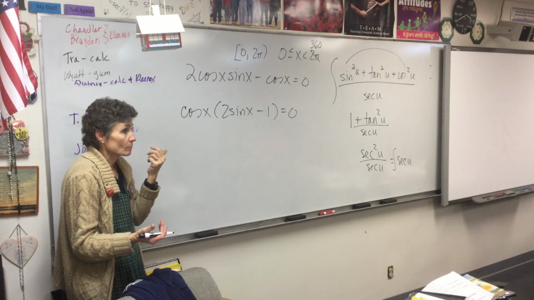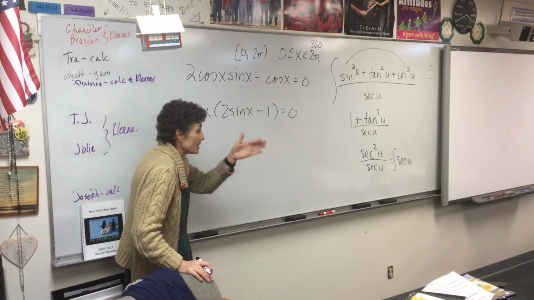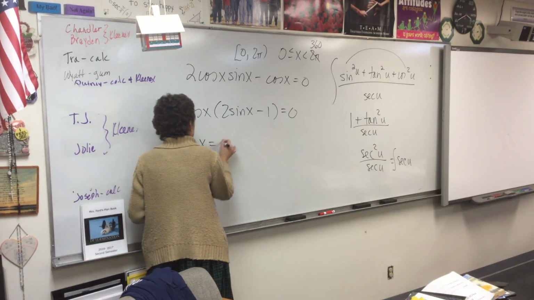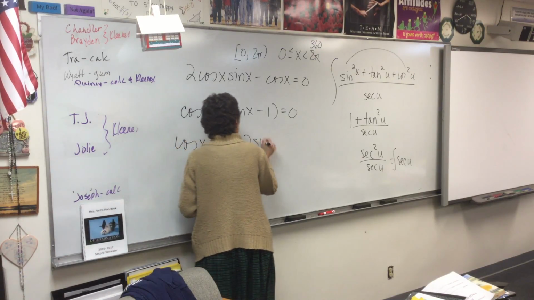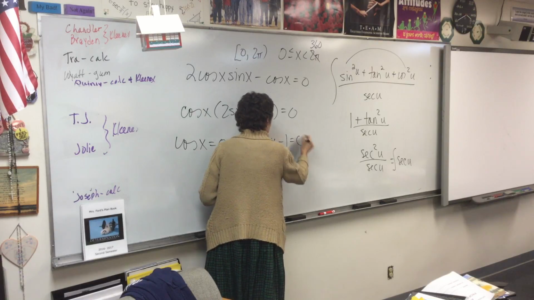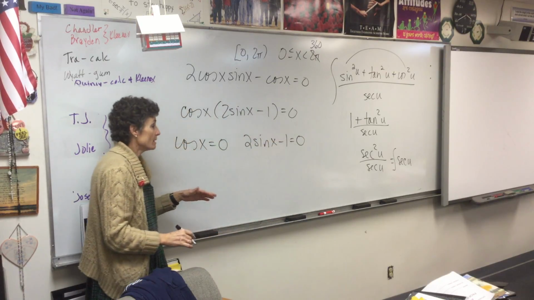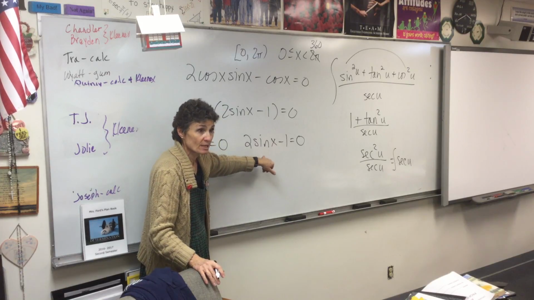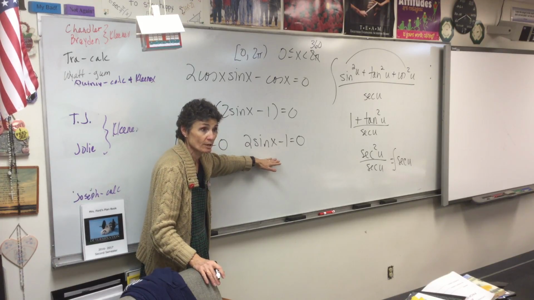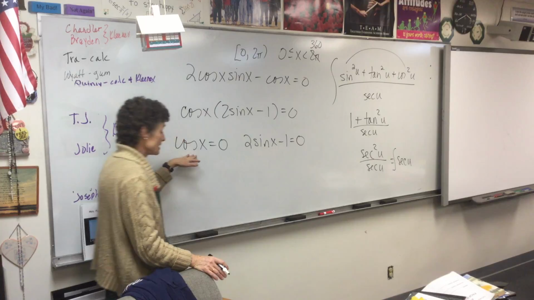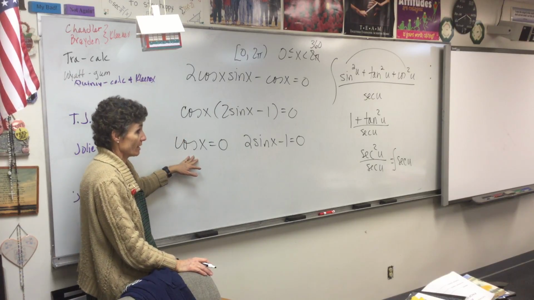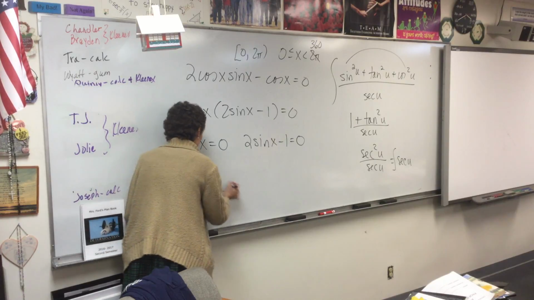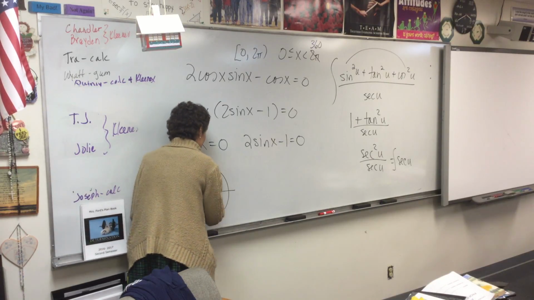Set each piece equal to 0. So cosine equals 0, or 2 sine minus 1 equals 0. Now, this kind of problem we've done. This was on your test. Very simple little equation. This one we've also done. You can figure this out. Remember, you're looking the whole way around.